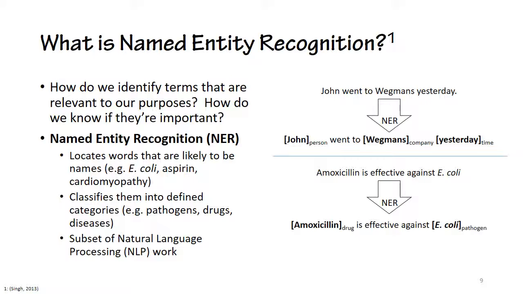So let's talk a bit about named entity recognition. We need to be able to identify words that are the names of things. Maybe it's the name of a person, or maybe it's the name of a location. It might be the name of an organization. So for example, we see this on my slide: "John went to Wegmans yesterday." A named entity recognition task would be tagging the names. So a classification would look like John being tagged as a person, and then Wegmans would be tagged as a store or a location.